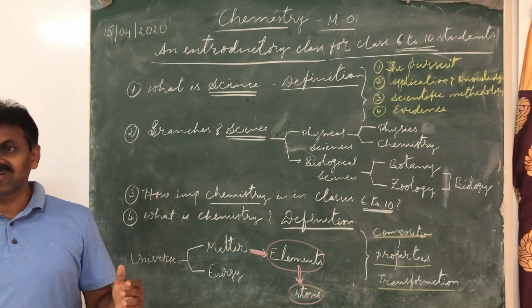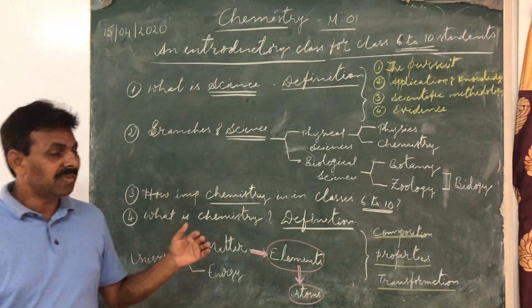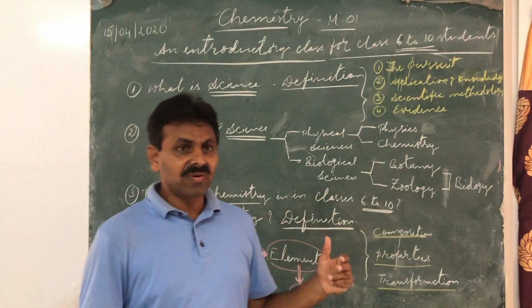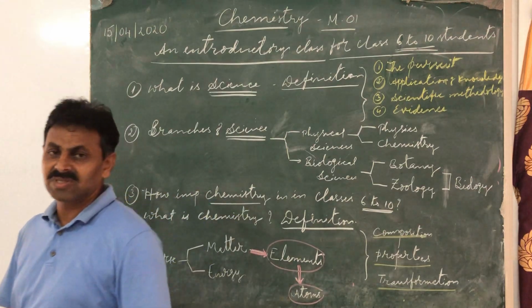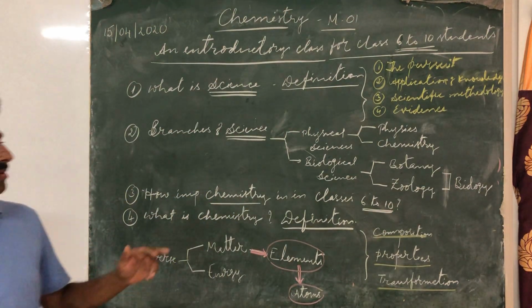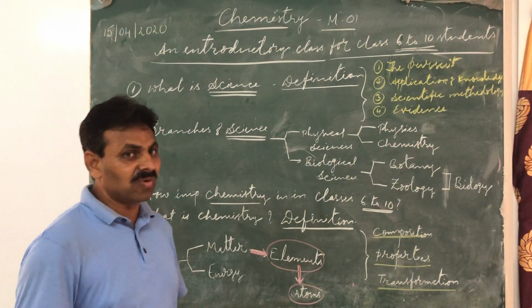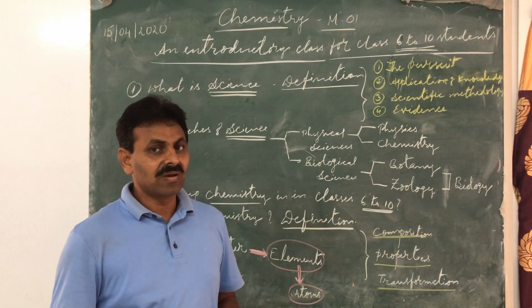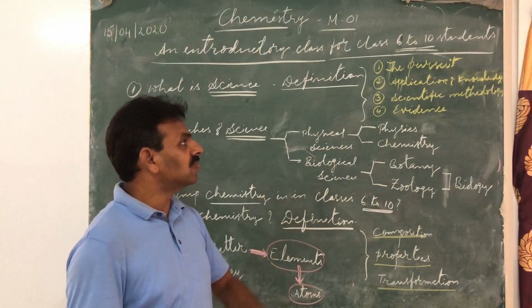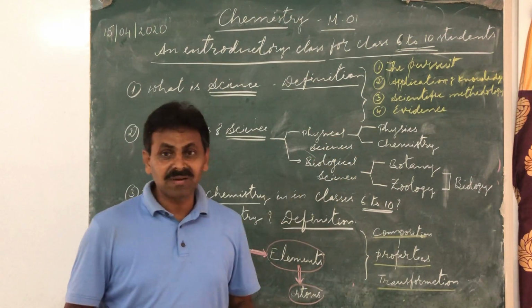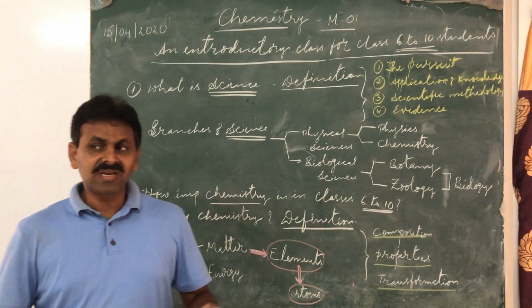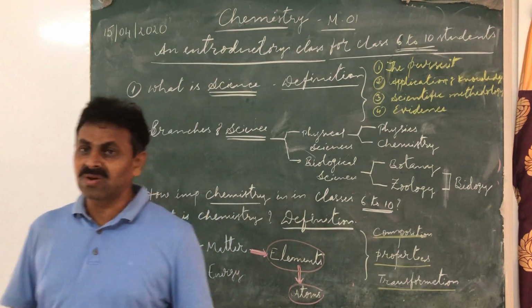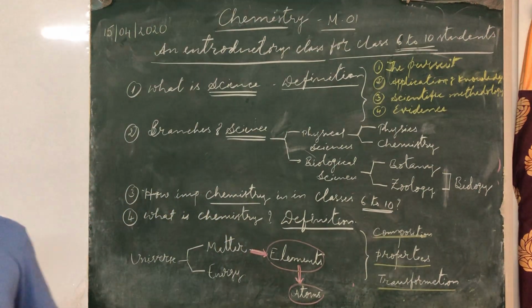There must be a procedure. There must be some hierarchical steps to be followed. Those steps which we follow in the process of finding out something new is what is known as scientific methodology. Children, usually scientific methodology involves certain important steps.